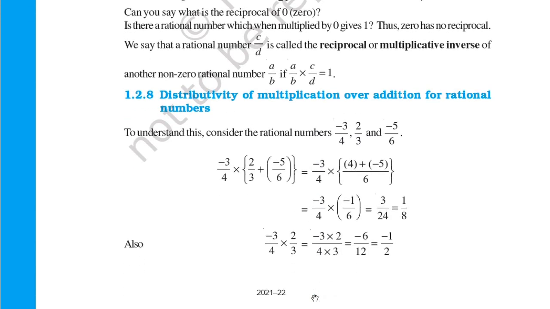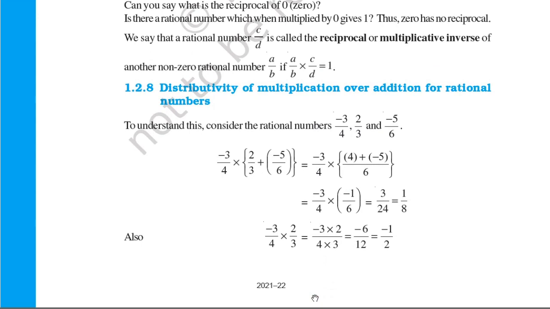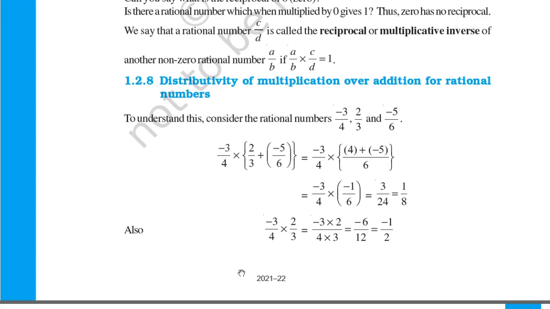So to understand this, consider the rational numbers minus 3 by 4, 2 by 3 and minus 5 by 6. Here, minus 3 by 4 into (2 by 3 plus minus 5 by 6) is equal to minus 3 by 4 into... We are taking LCM: 4 plus minus 5 is equal to minus 1, so it is minus 3 by 4 into minus 1 by 6, the minus will become positive. So 3 upon 24 is equal to 1 by 8.